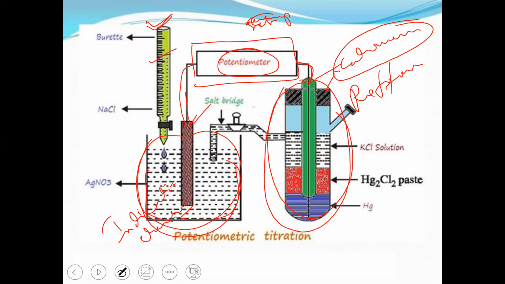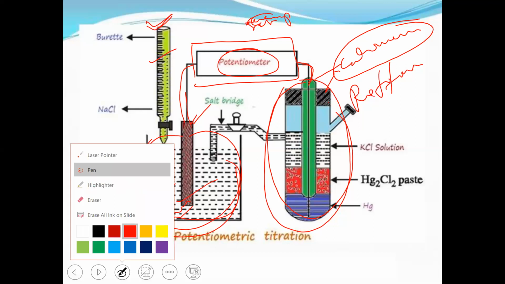This is a burette. So here it is an indicator electrode. That means we are going to determine the EMF of any solution, which can be taken in this beaker. So this is a potentiometric titration setup.